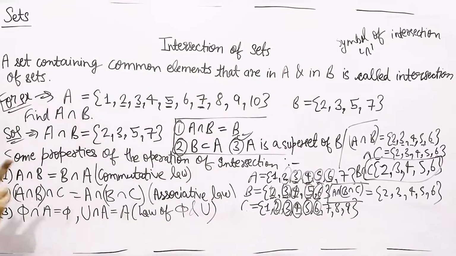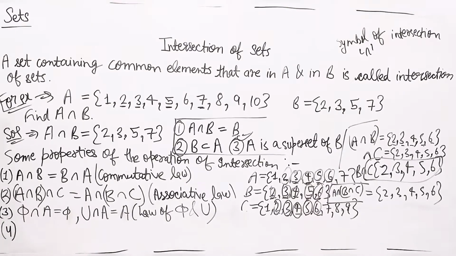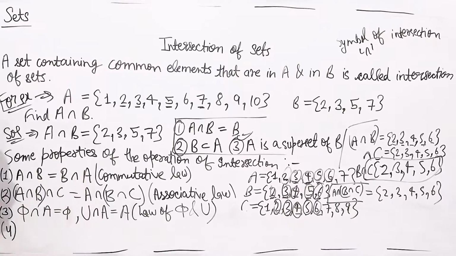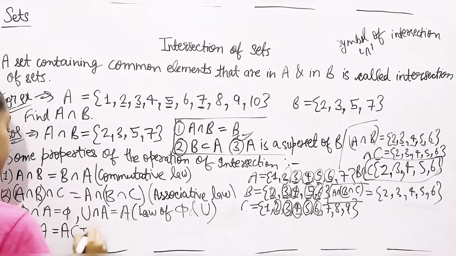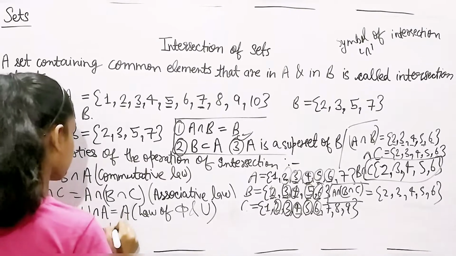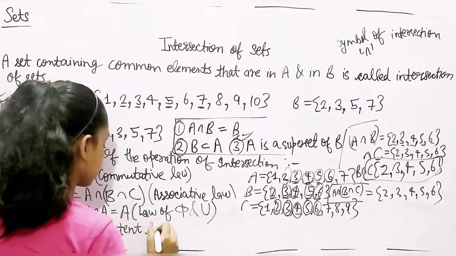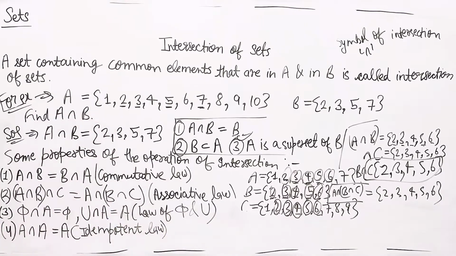Now let's move on to our fourth one. The fourth one we have is the idempotent law, which we have already discussed in a previous video: union and intersection of any set with itself gives the same set. So what I'll say is that set A intersection A is equal to A. Reason: it's from the idempotent law. Isn't it true? Of course it is. It is the same as in union of sets.